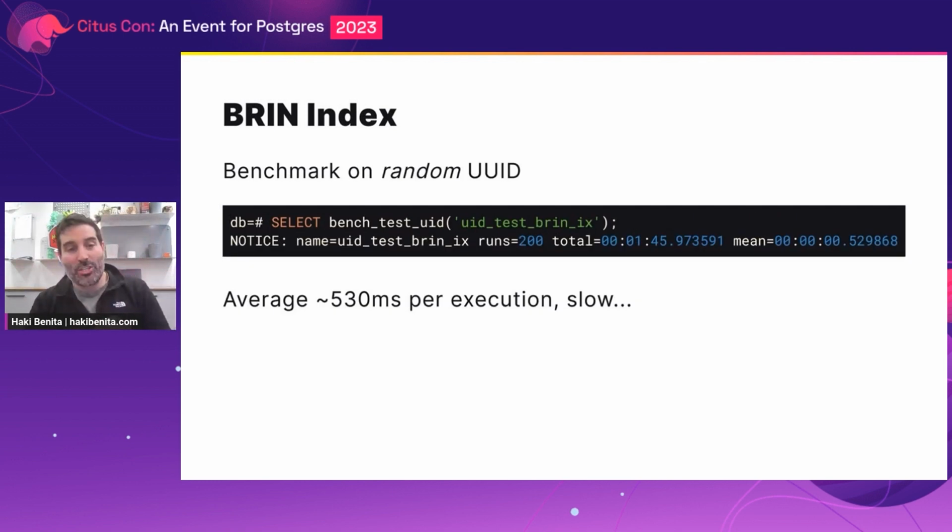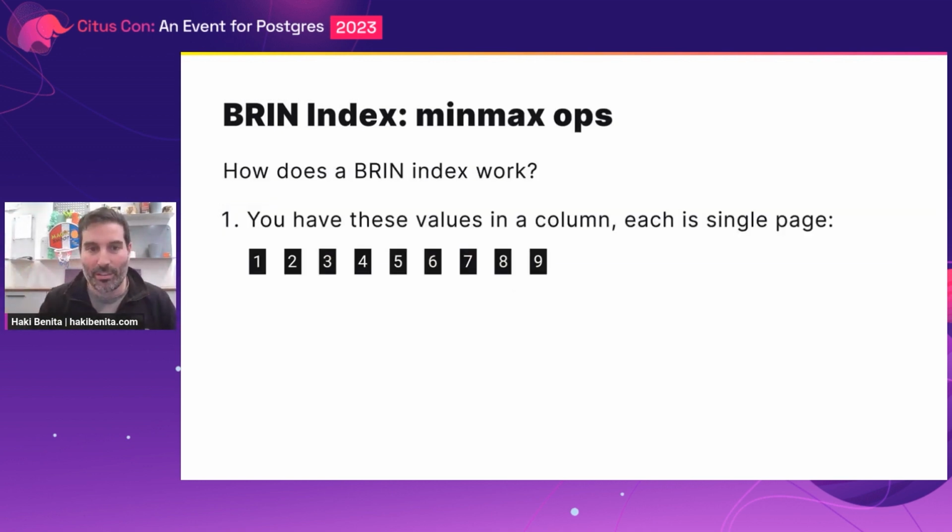If we execute the benchmark, we can see that the default is 530 milliseconds per execution. Just to remind you, the B-tree and the hash were less than 1/5 of a millisecond. So that's a huge leap in performance. To understand why this happens, let's see how a BRIN index actually works.